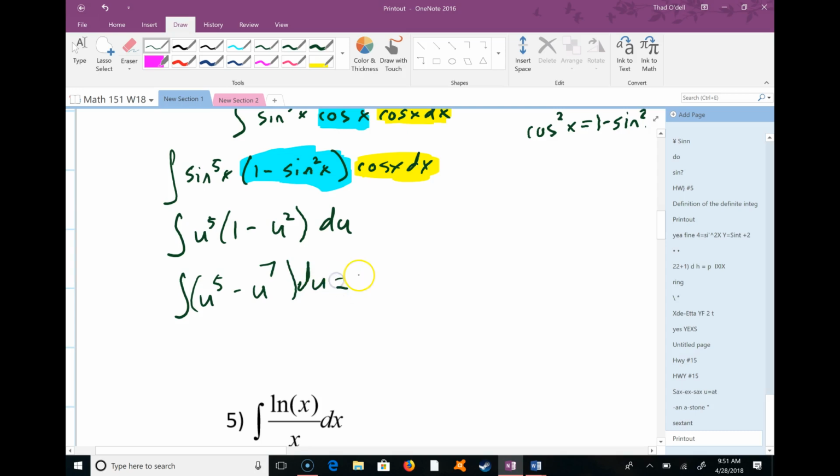And this is a nice easy power rule, so this would be 1/6, and I'm going to change the u back to sine. I hope everyone's okay with that, to the 6th, and that's going to be 1/8 sine to the 8th power, and then plus c.